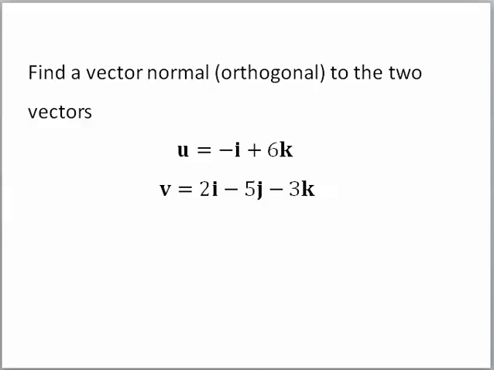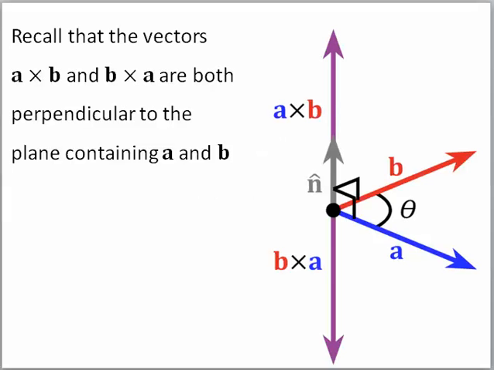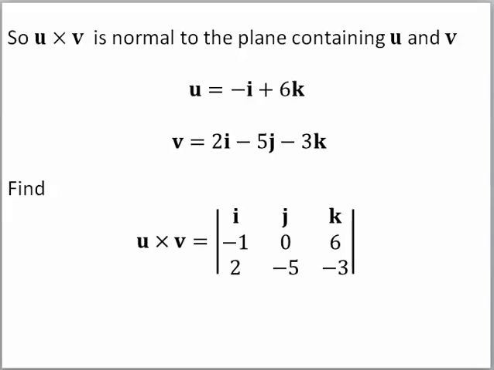Find a vector normal or orthogonal to the two vectors u and v. Recall that the vectors a cross b and b cross a are both perpendicular to the plane containing a and b. We only need one normal, so we will find u cross v. U cross v is normal to the plane containing u and v. So all I need to do is find the u cross v using the determinant.